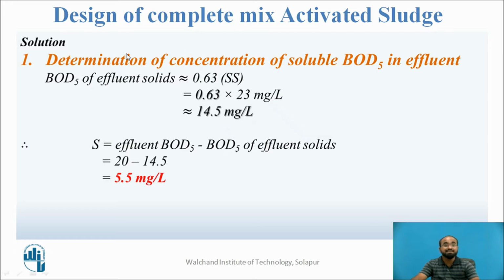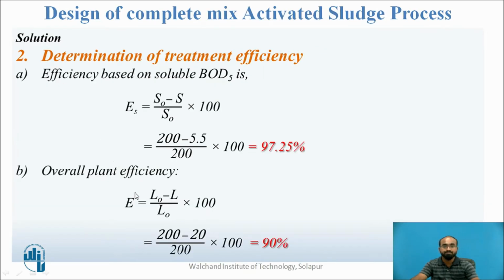But this BOD is basically in the suspended solids. It is not the total BOD. So we have to find out the soluble or organic BOD, which will be represented as capital S. And how can we calculate it? We can just subtract the BOD5 of effluent solids from the effluent BOD5. So we can write 20 minus 14.5, which will come to about 5.5 mg per liter.